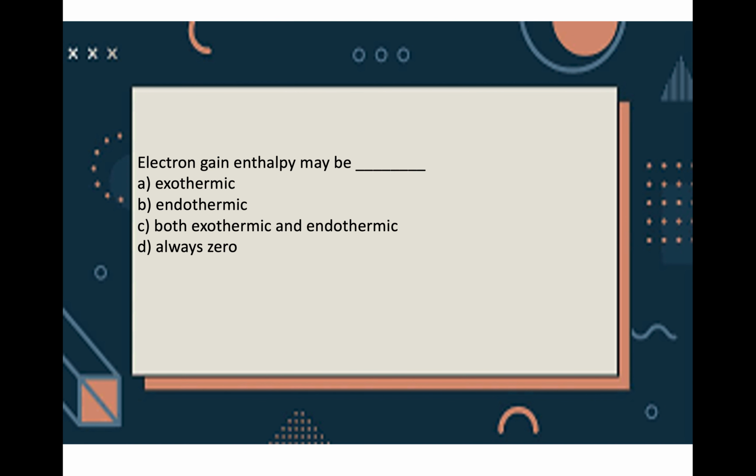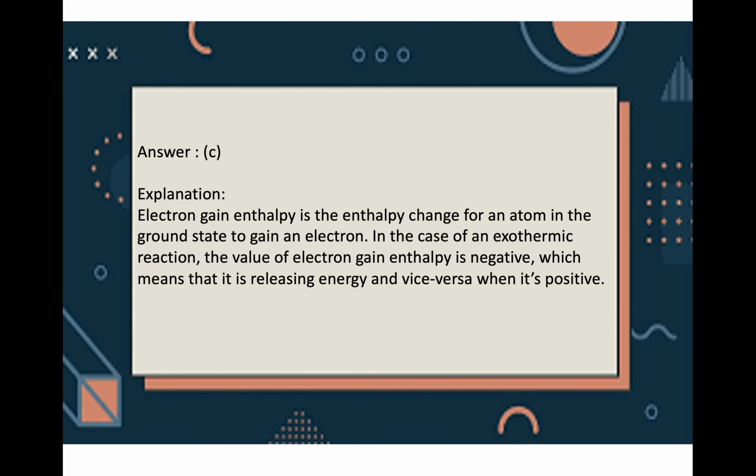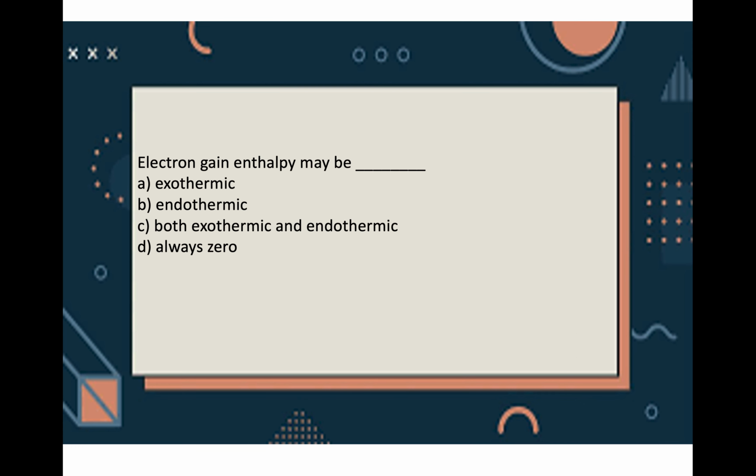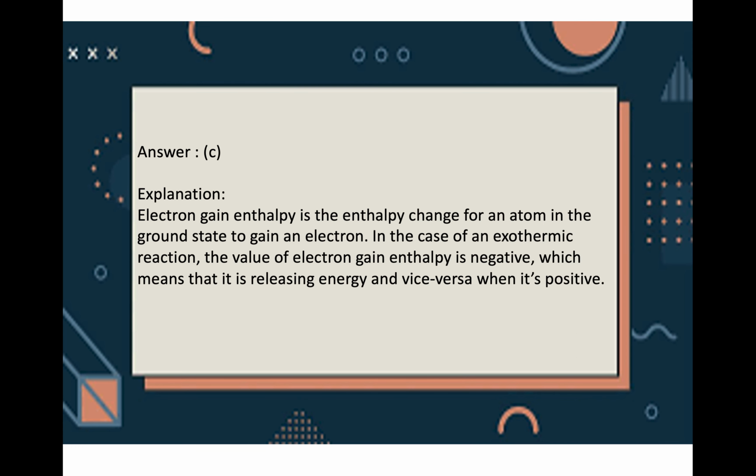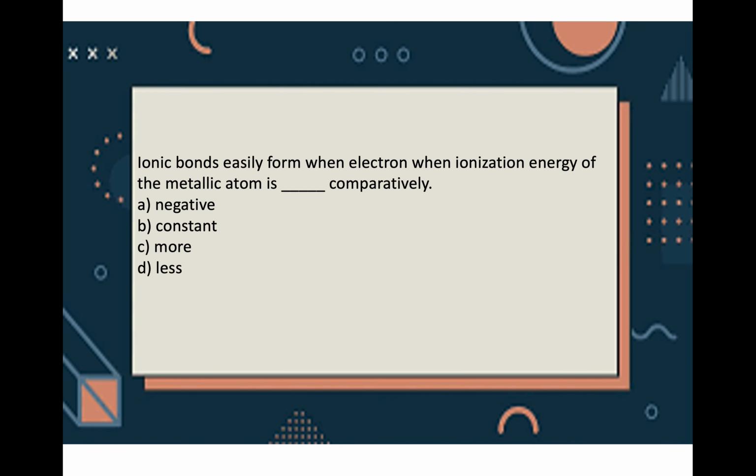So next question is, electron gain enthalpy may be exothermic, endothermic, both or always 0. So the option is C, both exothermic and endothermic, because electron gain enthalpy is the enthalpy change for an atom in ground state, so that it gains an electron. So in an exothermic reaction, electron gain enthalpy is negative. That means that it is releasing energy, and vice versa when it is positive.